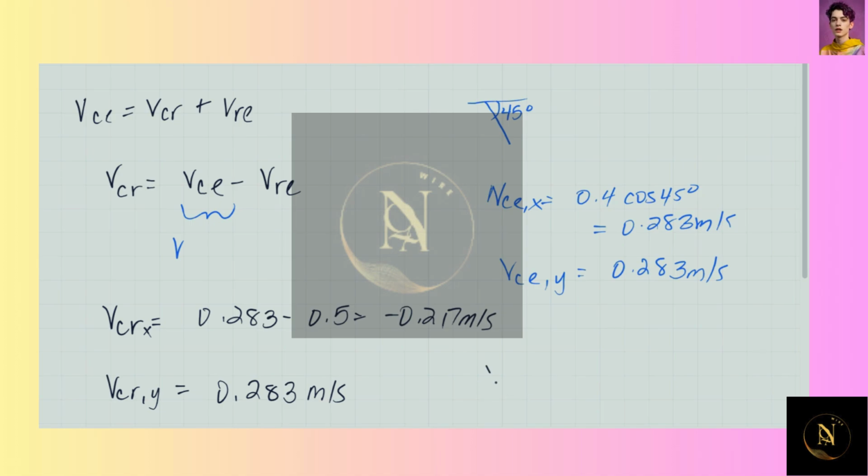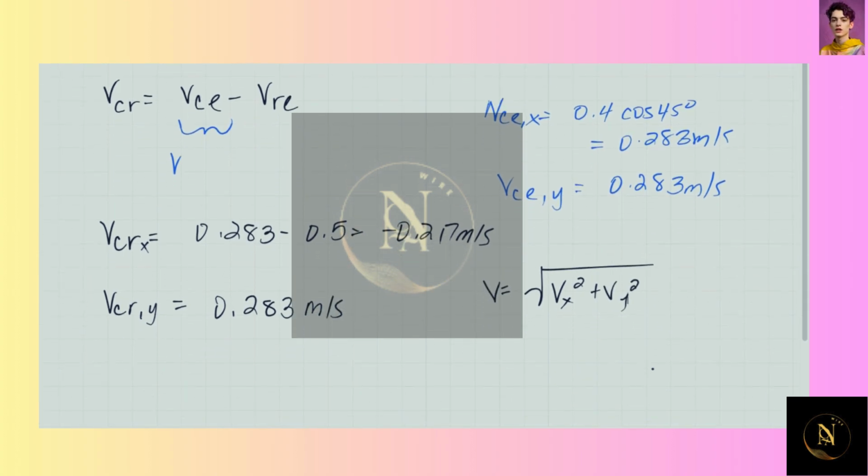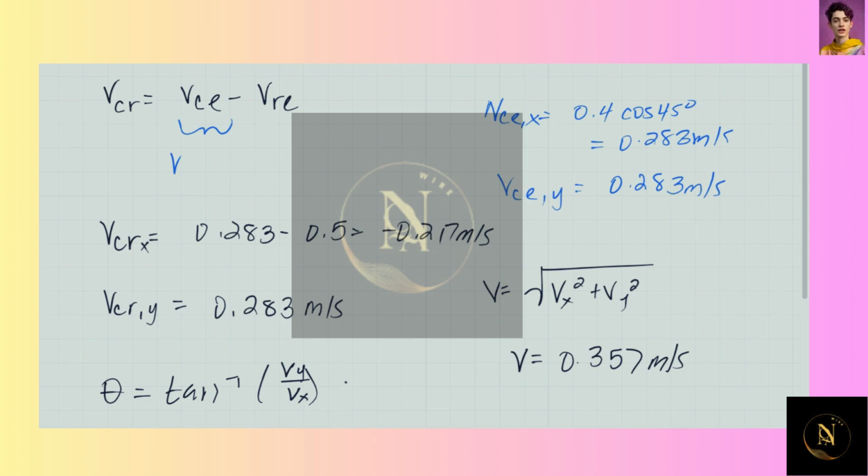So then the total velocity is the square root of vx squared plus vy squared. So squaring these two and adding them together, taking the square root, we get the magnitude of the velocity is 0.357 meters per second. The angle is the inverse tangent of Vy over Vx. And we get 52.52 degrees south of west.